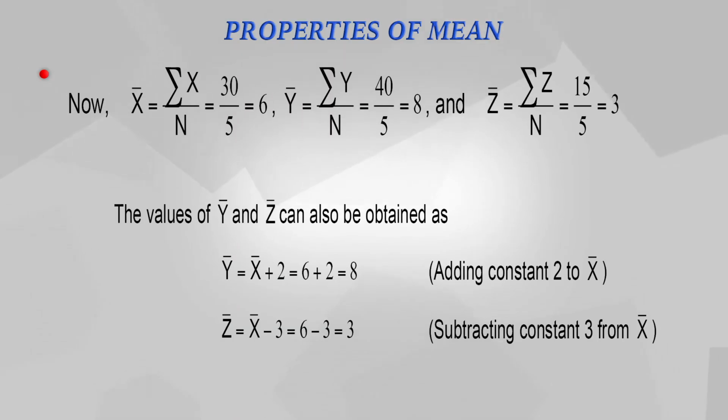Now, if we calculate the mean of all these 3 variables, the mean x bar will be 6, the mean y bar is 8, and the mean z bar.